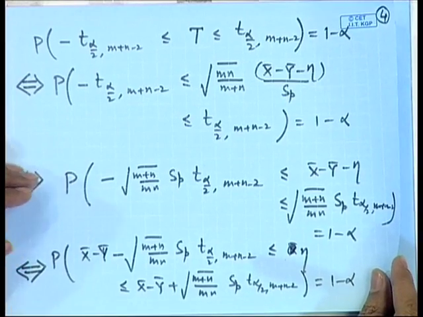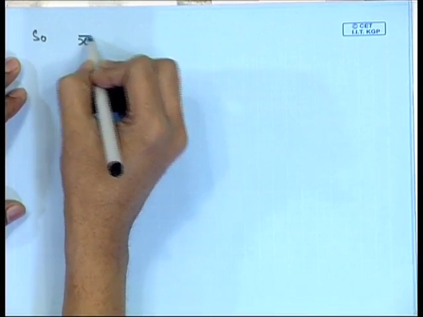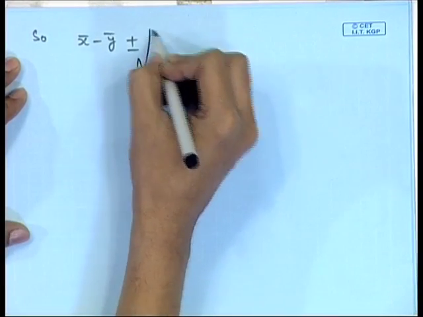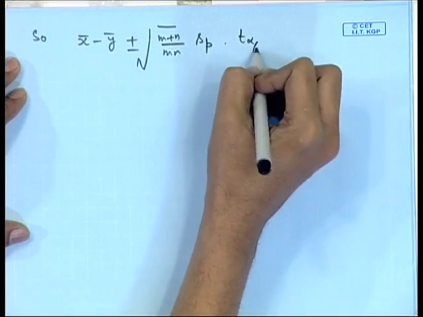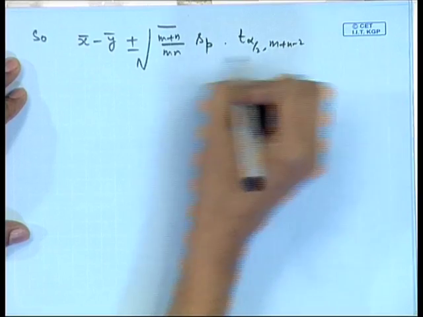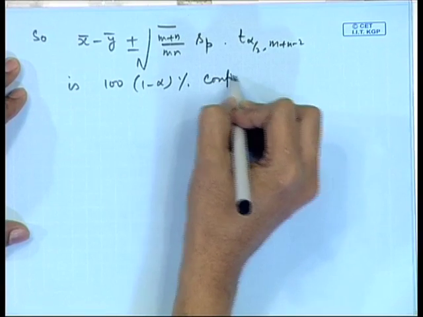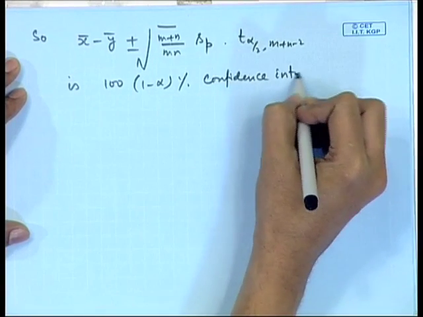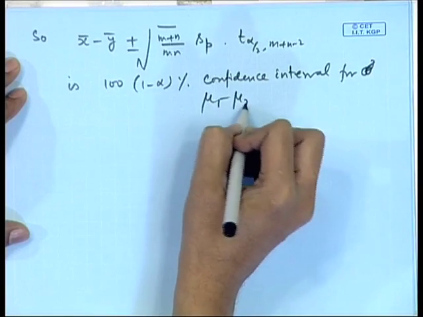So, in the situation when the variances of the two populations are unknown, but equal, the confidence interval for mu 1 minus mu 2 is obtained as x bar minus y bar plus minus square root m plus n by m n, s p, t alpha by 2, m plus n minus 2. So, this is giving a 100 times 1 minus alpha percent confidence interval for mu 1 minus mu 2.